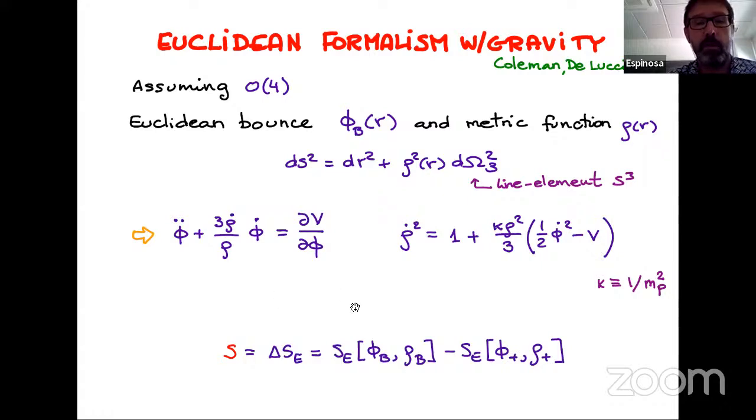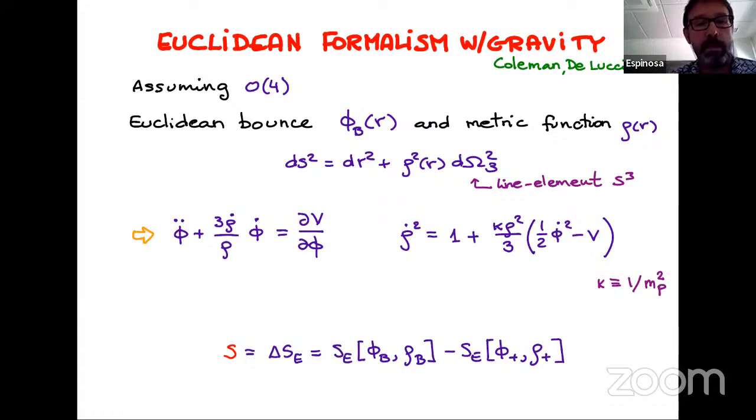You find these two functions, then you plug them into the action. For the bounce, you subtract the action for the false vacuum that carries its own metric, depending on whether it is de Sitter, anti-de Sitter, or Minkowski. And the difference between the two is going to give you the tunneling action that suppresses the decay. Okay, so this is the usual way that you would go about it.